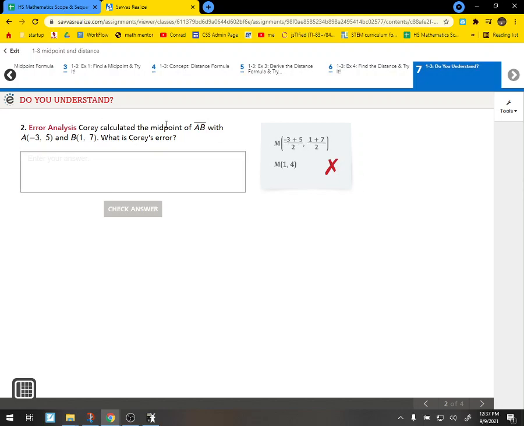What did Corey do wrong? He wants to find the midpoint, or she wants to, Corey could be either one, wants to find the midpoint of AB. You got these points. What's Corey's error? Remember midpoint, we add up the x's divided by 2, add up the y's divided by 2. So we should take -3 and 1, right? Those are both of our x's. Oh, look at what Corey did. -3 plus 5. Looks like they mixed up and added these two together instead of the x and the x and the y and the y. So they paired them up wrong.